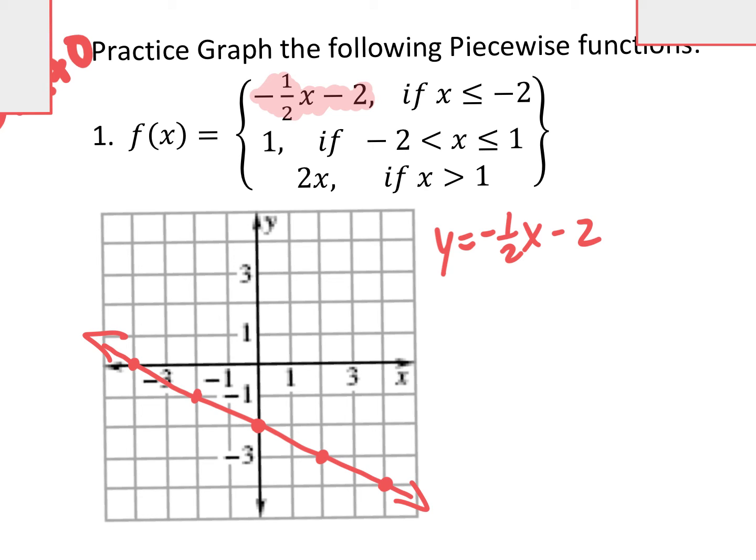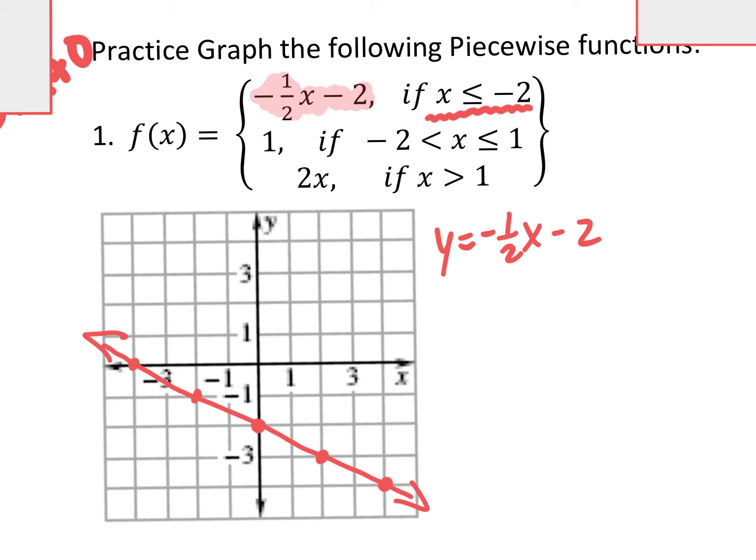And now we have to represent the condition. The condition is x is less than or equal to negative 2. I wouldn't write it down with the pen because you're going to have to erase, right? Yeah, we're going to have to erase this line. Now check this out. It's saying x is less than or equal to negative 2.